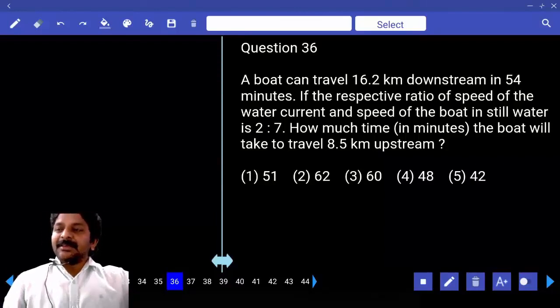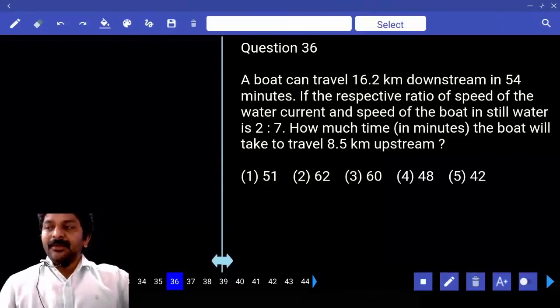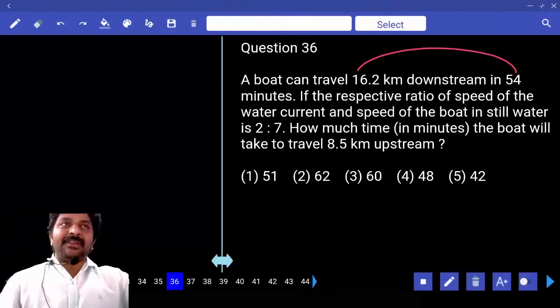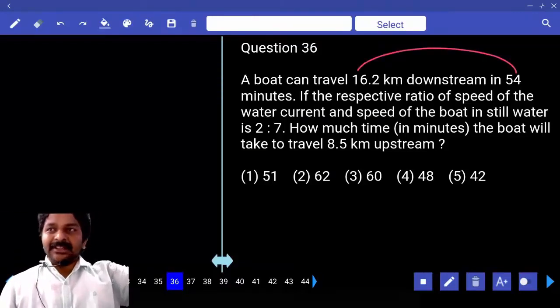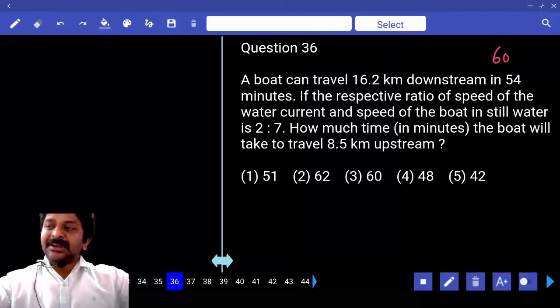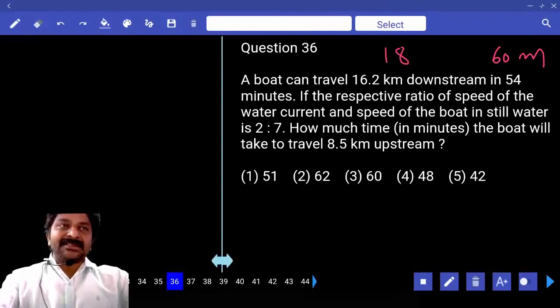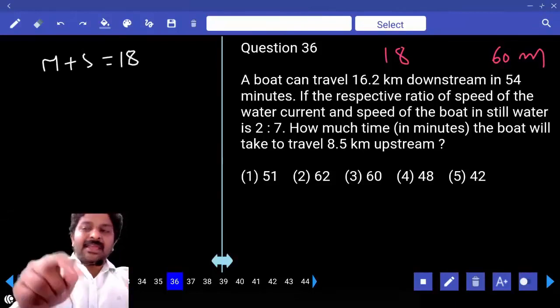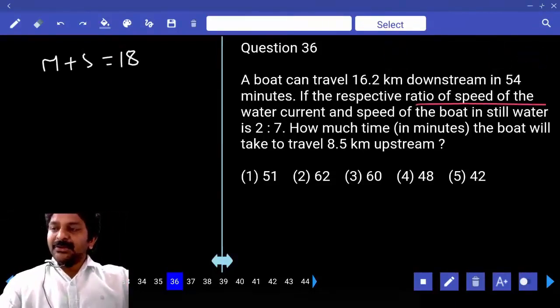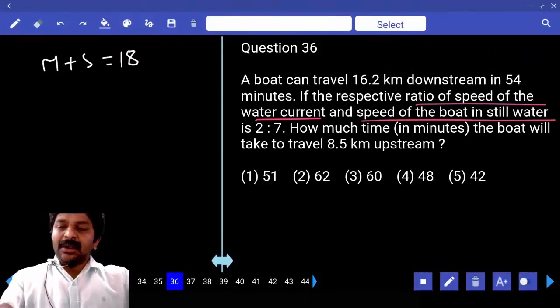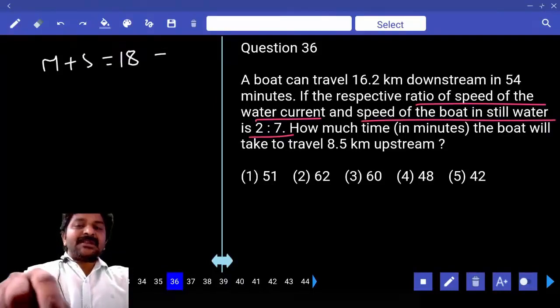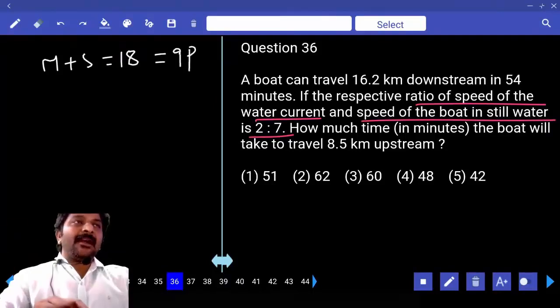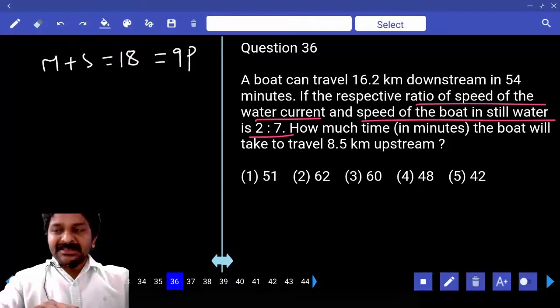A boat can travel 16.2 kilometers downstream in 54 minutes. Identify the relation between 54 and 162. How many times? 3 times. So we'll calculate it for 60 minutes only. 3 times 180 will be written as 18.0, which is 18. Correct? So downstream speed m plus s is equal to 18. Next, the respective ratio of the speed of the water current and the speed of the boat in still water is 2 to 7. Then downstream speed is equal to 9 parts only. 9 how many times is 18? So 1 part is equal to 2.